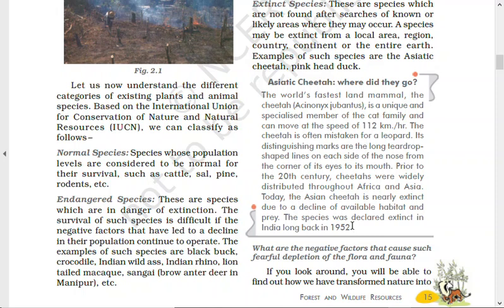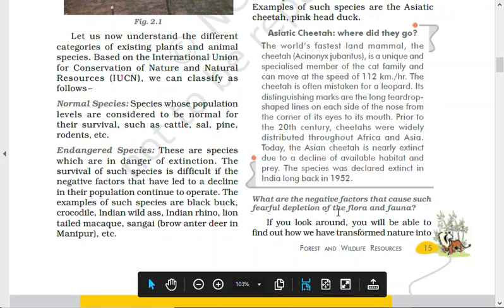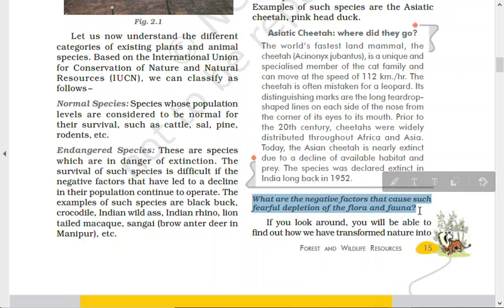All right, and our kings also used to feel very proud of killing so many animals, and because of lack of awareness and lack of understanding of the food chain and other things, all gone. So this happened. It says here, what are the negative factors that cause such fearful depletion of the flora and fauna? So what are the negative factors? The modernization, increasing population, industrialization, urbanization, because of these things, the flora and fauna are dying.